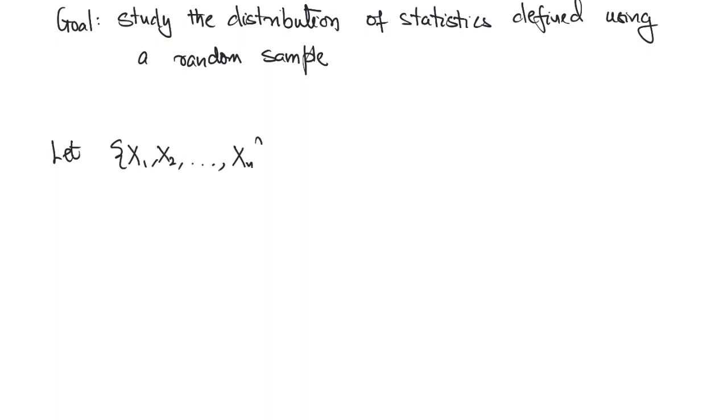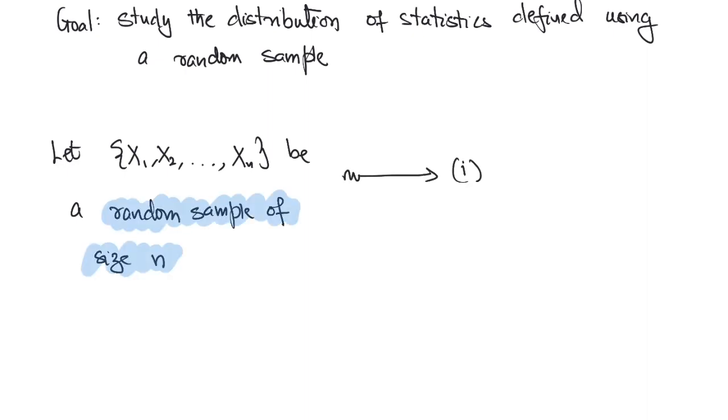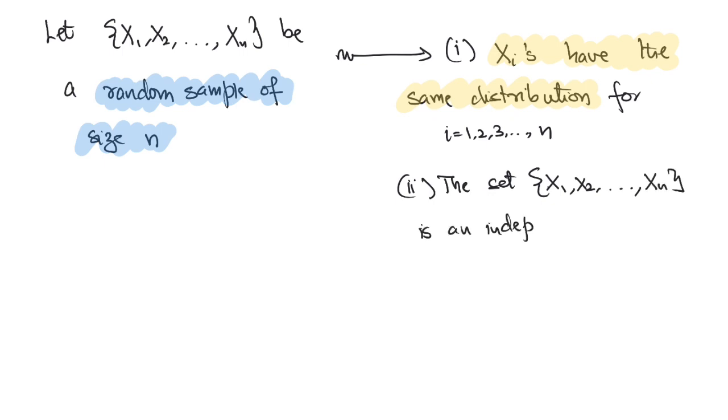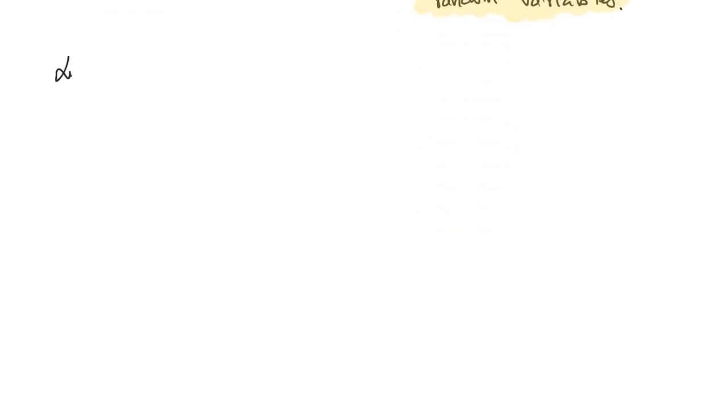Let x1, x2 up through xn be a random sample of size n. This is to say that the xi's are random variables that have the same distribution for all values of i ranging from 1 through n. The set x1, x2 up through xn is also required to be an independent set of random variables. Conditions 1 and 2 are required for the definition of a random sample.